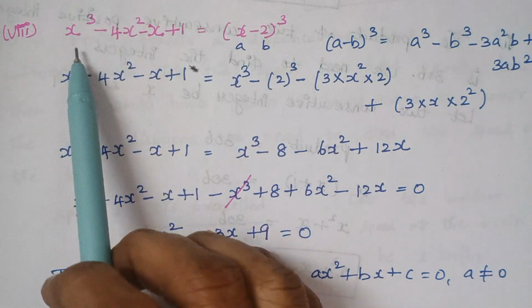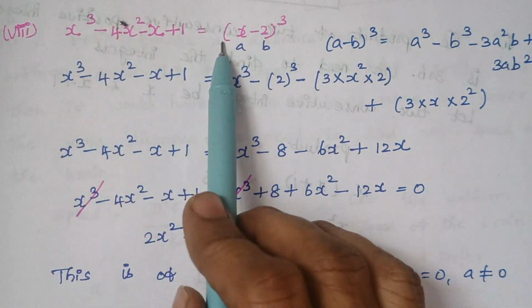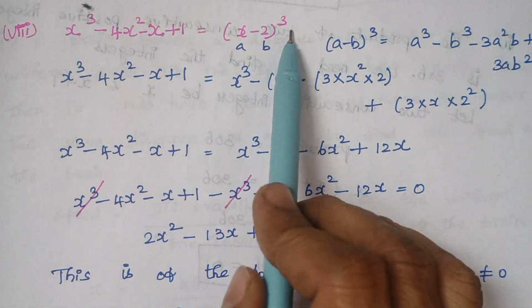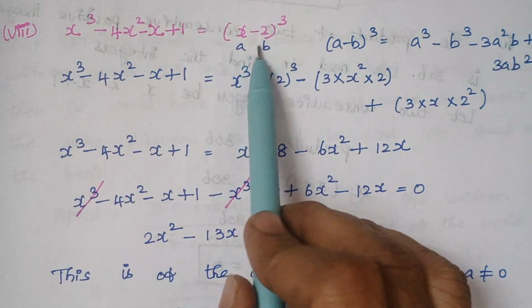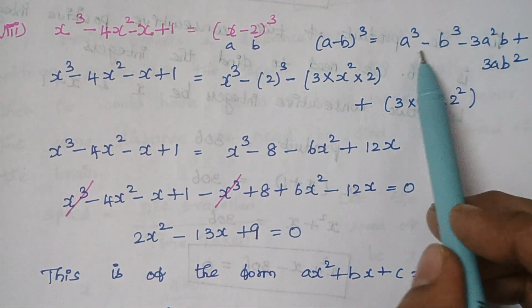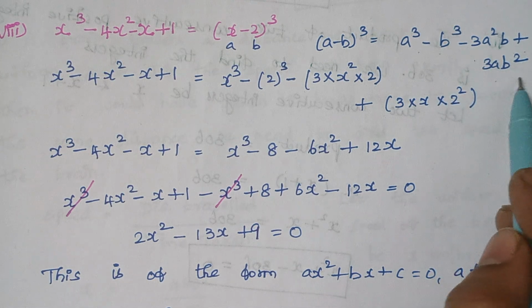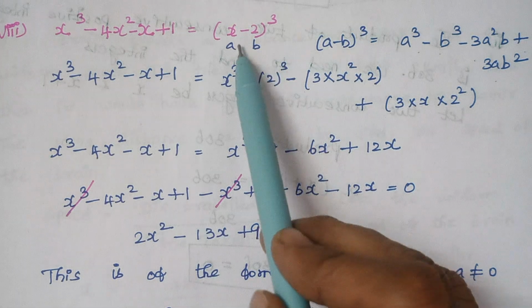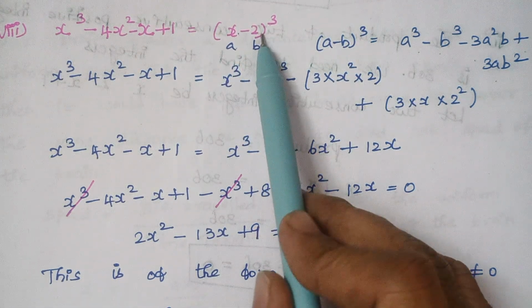So here the problem is x cube minus 4x square minus x plus 1 is equal to x minus 2 the whole cube. So this is of the format a minus b whole cube. So what is the formula? So this is your formula: a cube minus b cube minus 3a square b plus 3ab square. So in the place of a we have x here, and in the place of b we have 2.